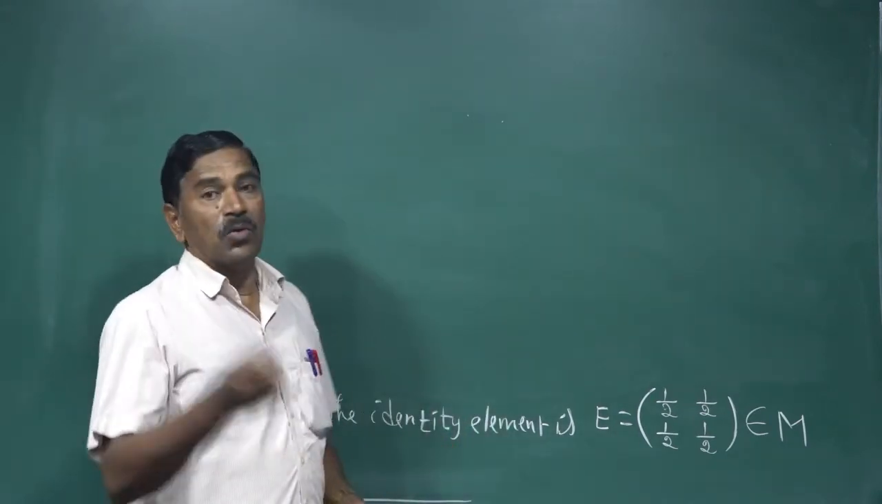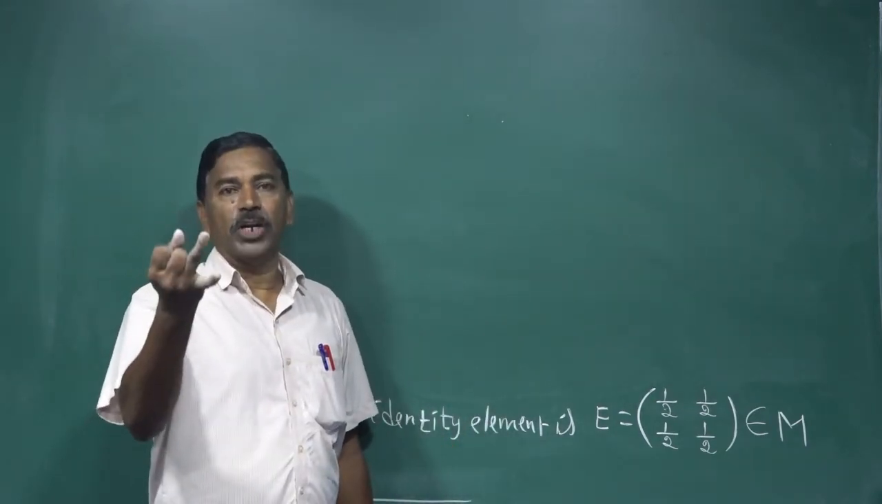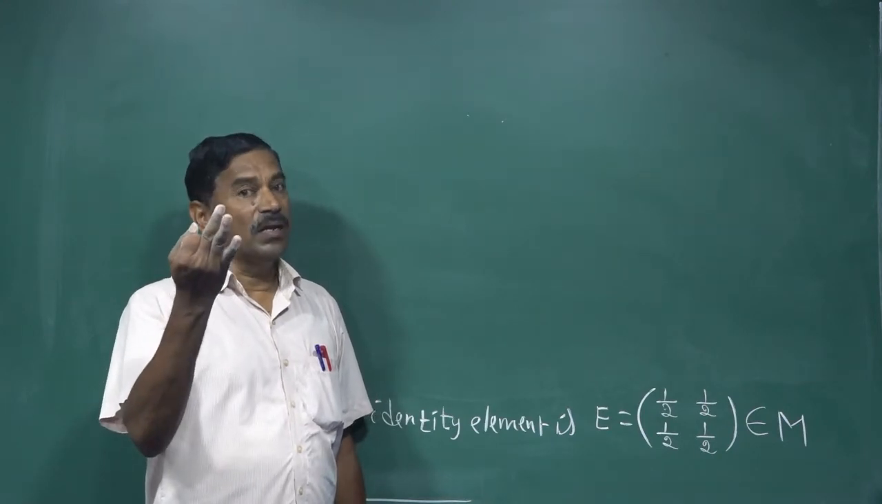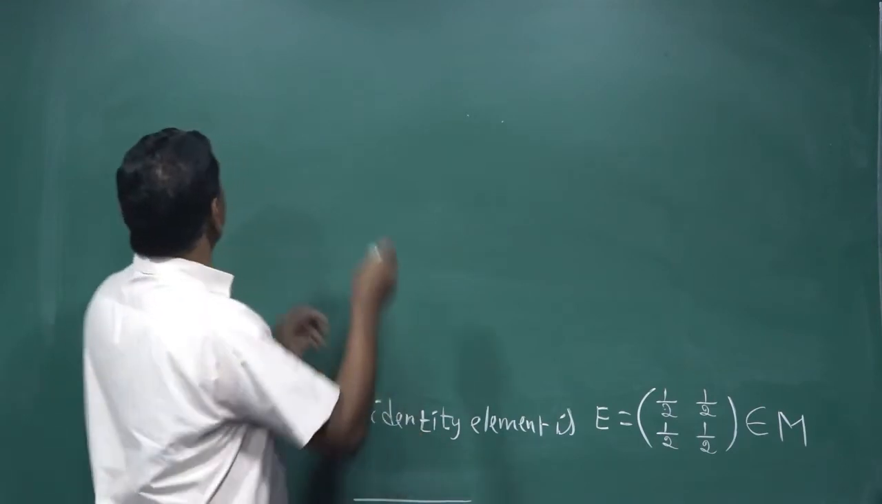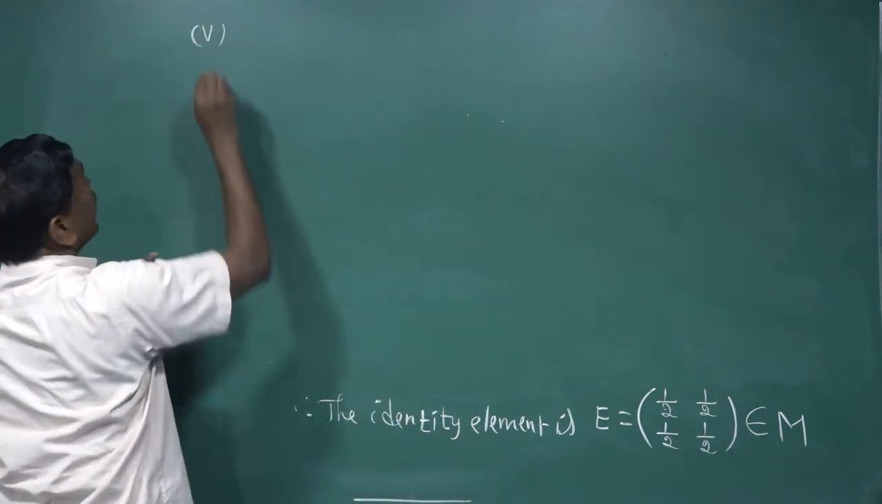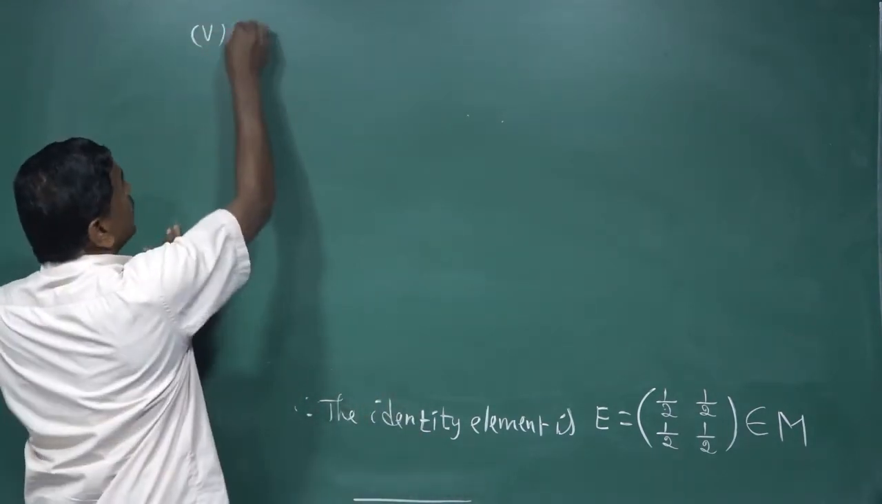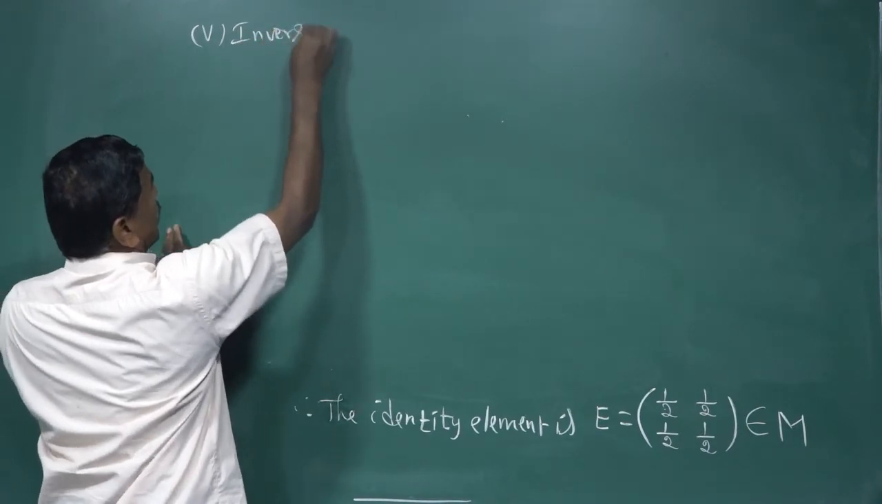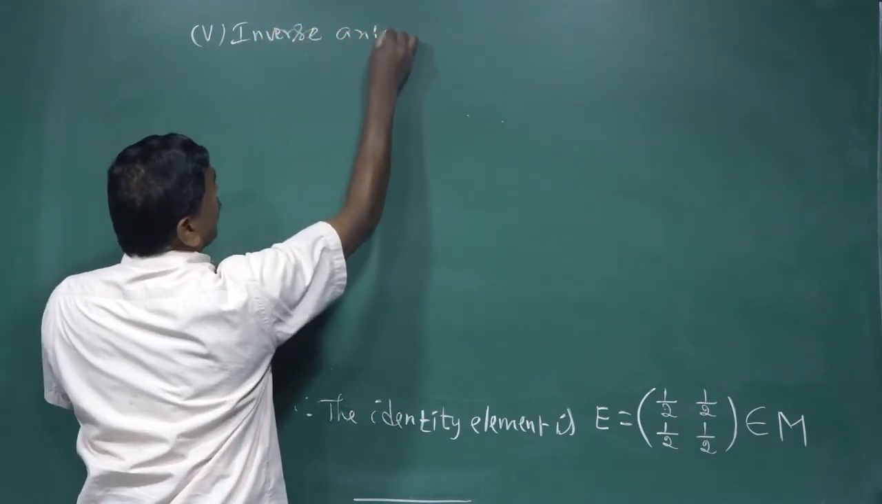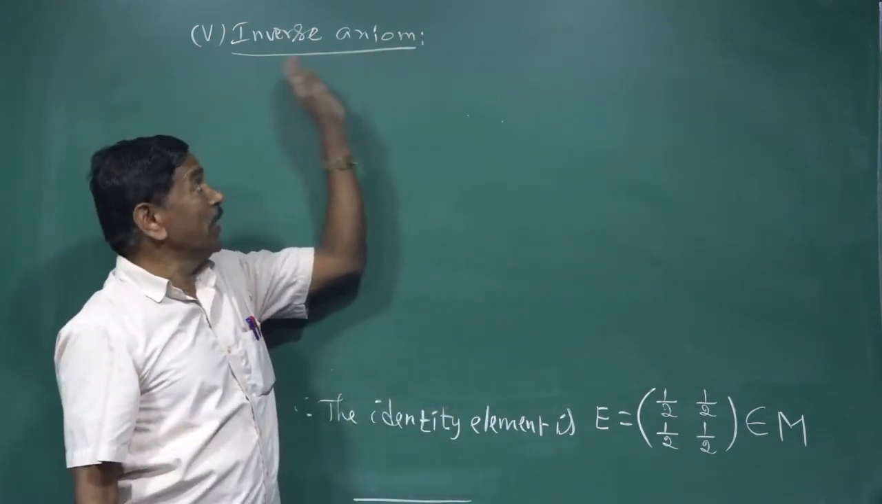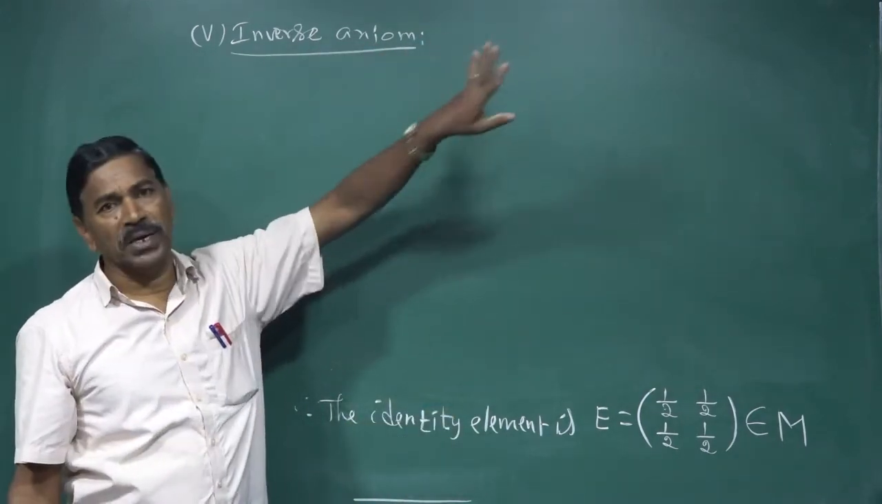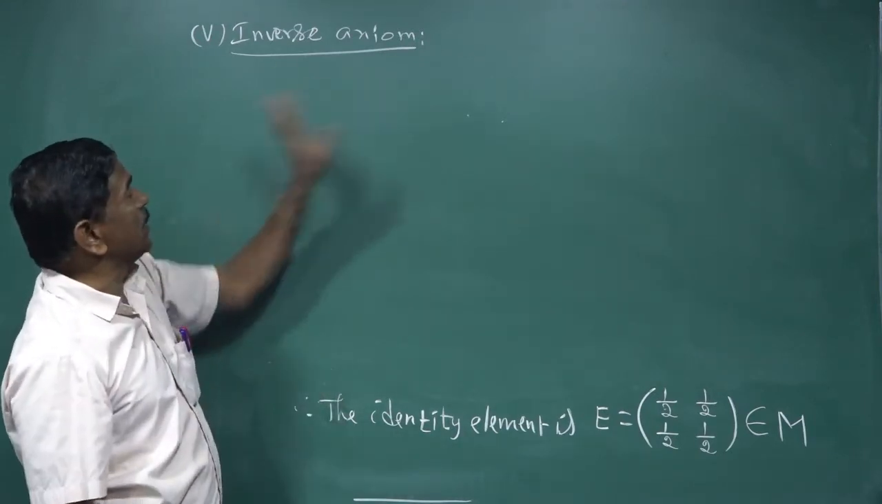Children, listen. We have already completed the closure axiom, commutative axiom, associative axiom and identity axiom. What is the fifth one? Can you tell me? Yes, the fifth one is the inverse axiom, also called the inverse property or existence of inverse. All are the same keywords, no problem.